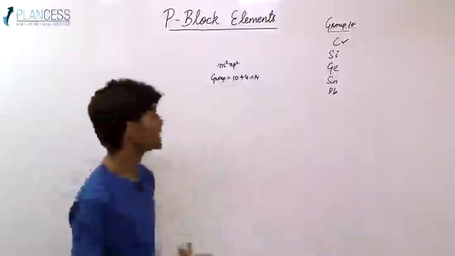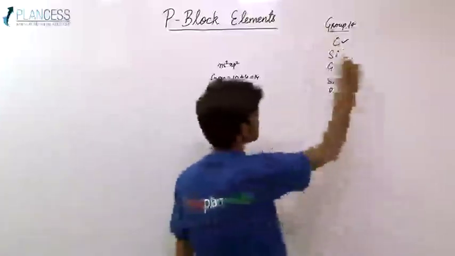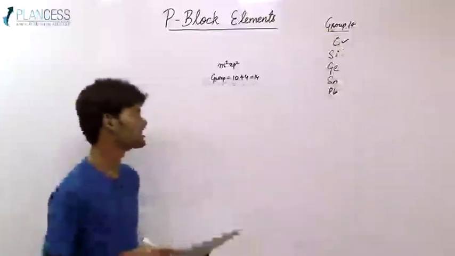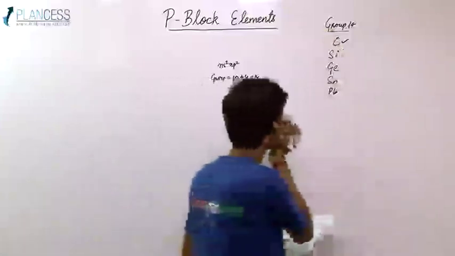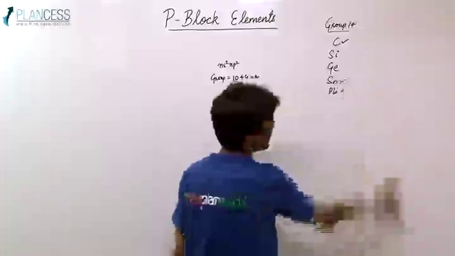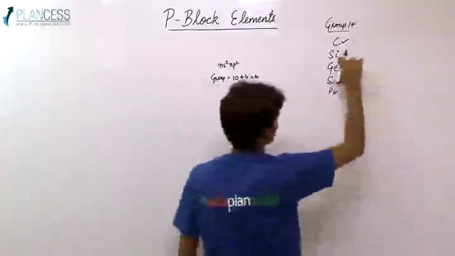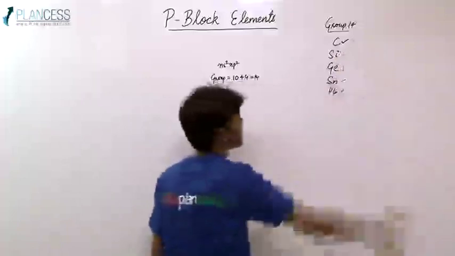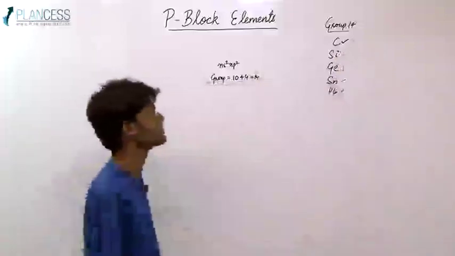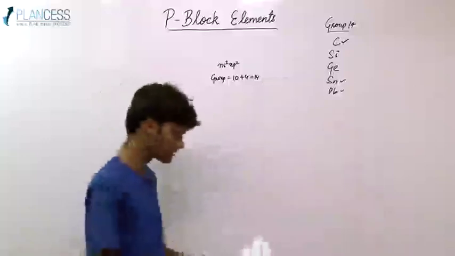Physical properties: carbon and silicon are non-metals. Germanium is a metalloid, and tin and lead are metals. So this constitutes the non-metals, this is the metalloid, and these are metals. This is the division of the group 14 elements.